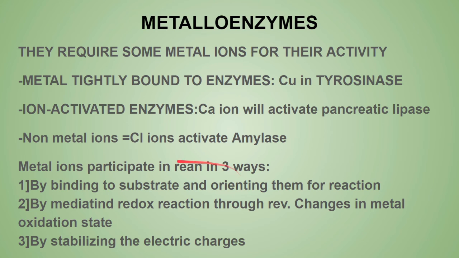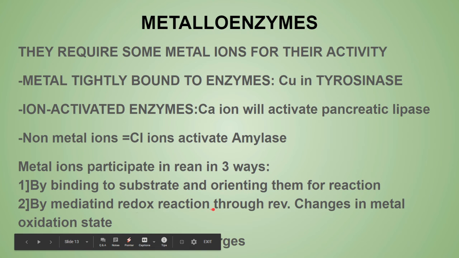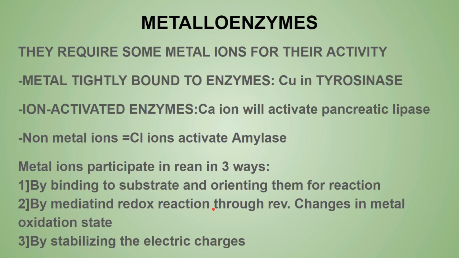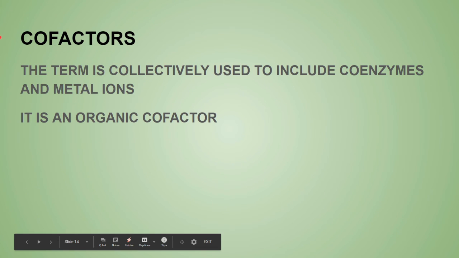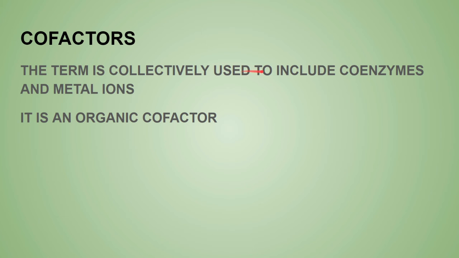A metal ion participates in reactions mainly in three ways: by binding to the substrate and orienting it for the reaction; by mediating redox reactions through reversible changes in the metal oxidation state; and by stabilizing electrical charges. As cofactors, the term is collectively used to include the coenzymes and the metal ions. And remember, the coenzyme is an organic cofactor.